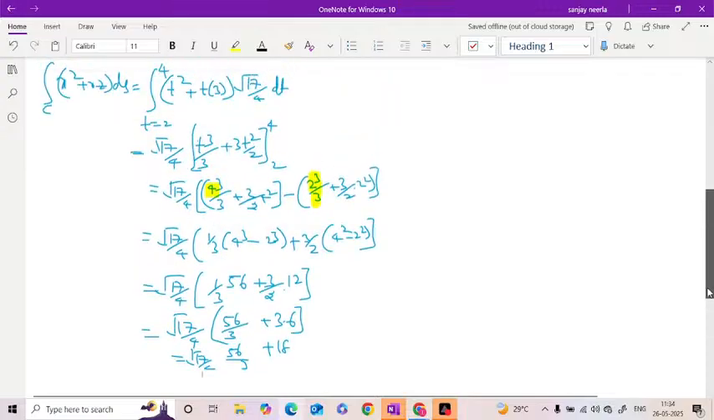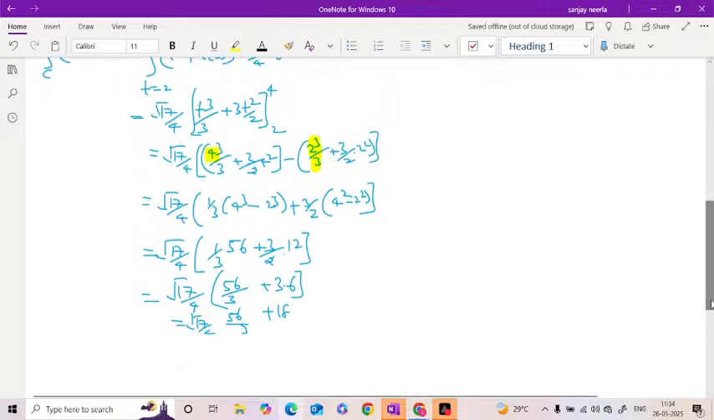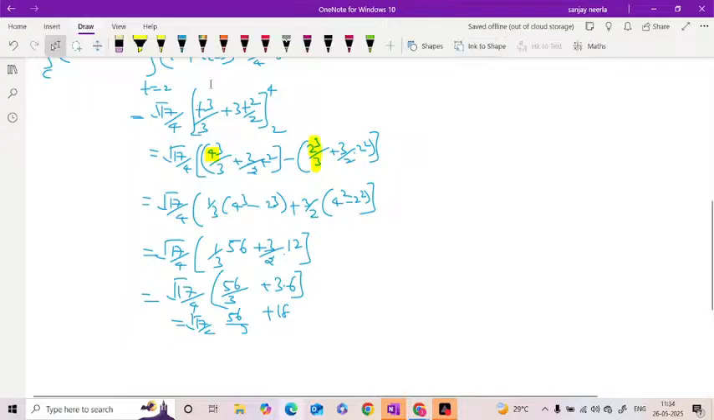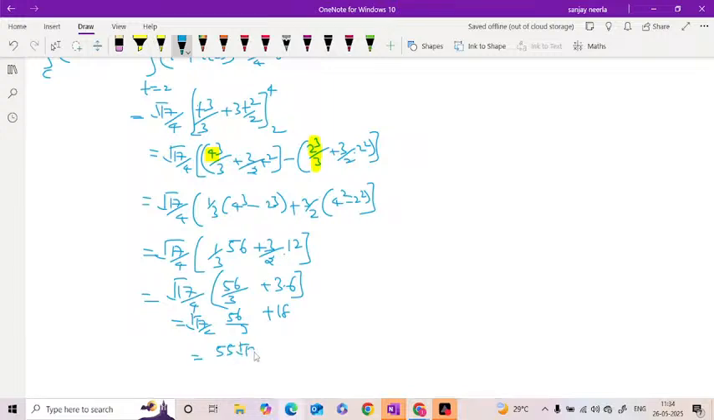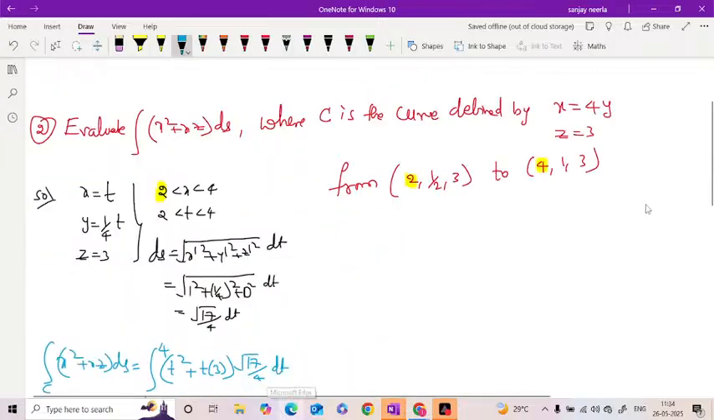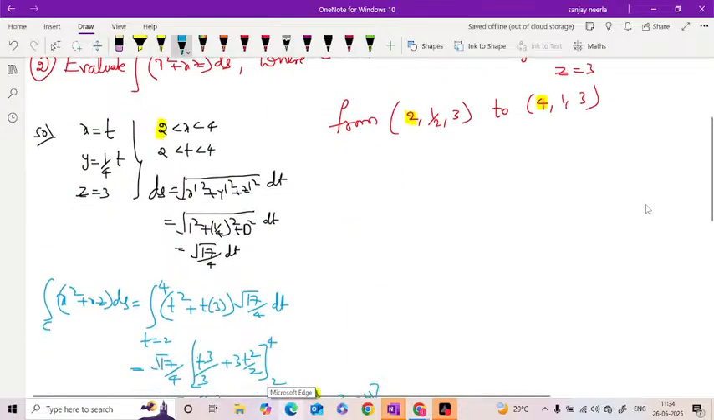So finally here we will get 55 into root 17 by 4. It is the first result. Now the same problem we will solve in another way also.